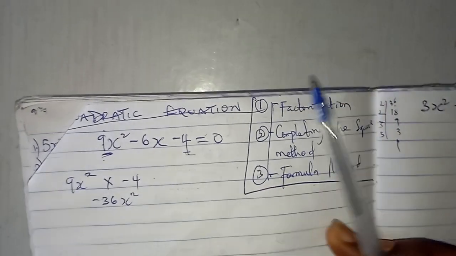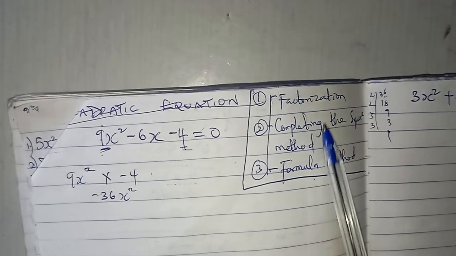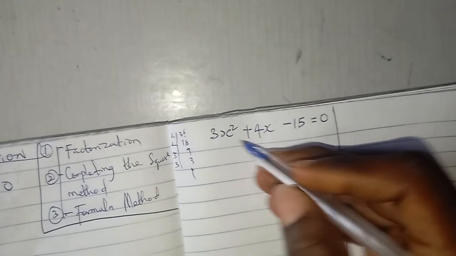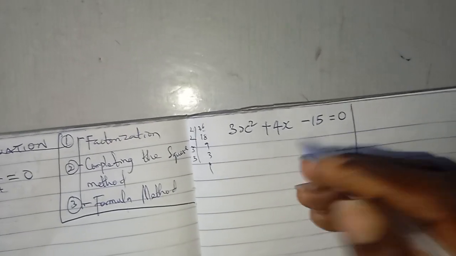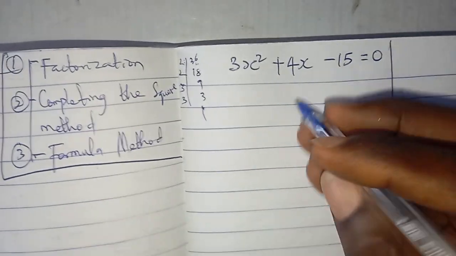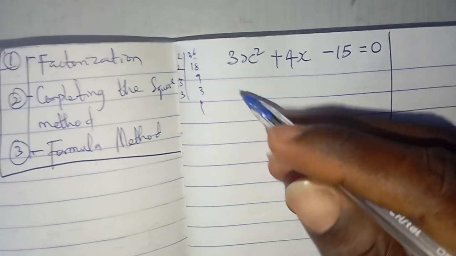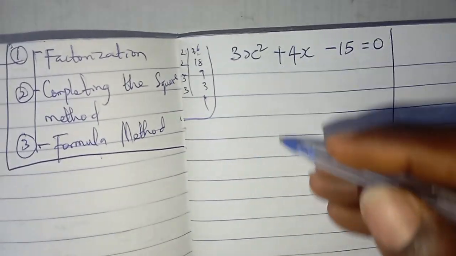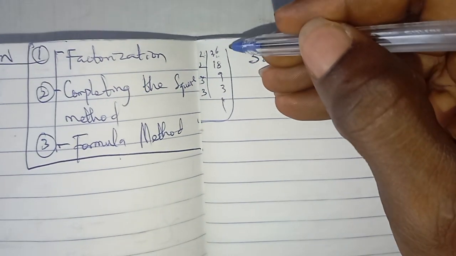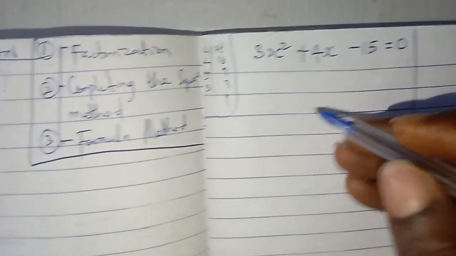We say that there are 3 major methods: the factorization method, the completing the square method, and the formula method. We are going to be looking at the factorization method. Here I have 3x squared plus 4x minus 15. You need to know it's not everything that you can solve using the factorization method. So unless it is stated that you should use factorization, in order not to risk your life, just go and solve using the completing the square method.